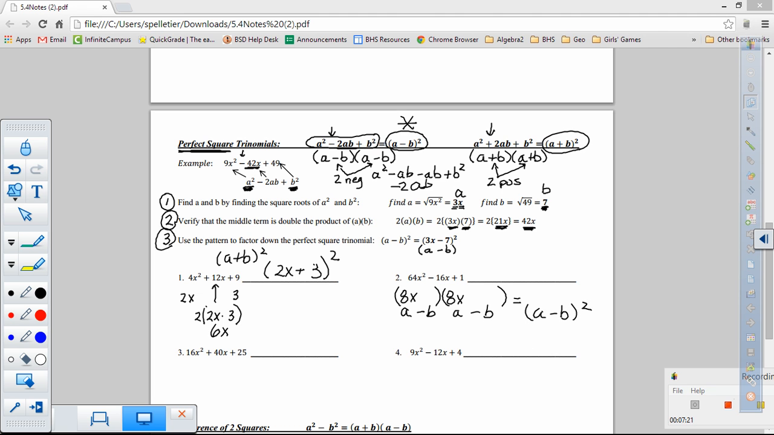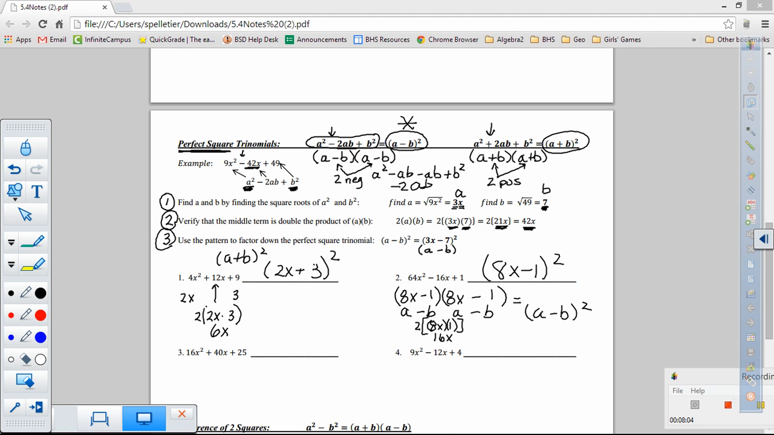What times itself gives you 1? 1 times 1 gives me 1. And I'm going to put my subtraction symbols in here, right? Those are supposed to both be subtraction. And then I'm going to check to make sure that when I do a times b, 8x times 1, it gives me 8x. And when I double it, it gives me 16x. So my middle term is totally fine. I said 8x times 1, and then I doubled it. And that does give me 16x. So I'm good. I got my middle term all set. So my answer is going to be 8x minus 1 squared.